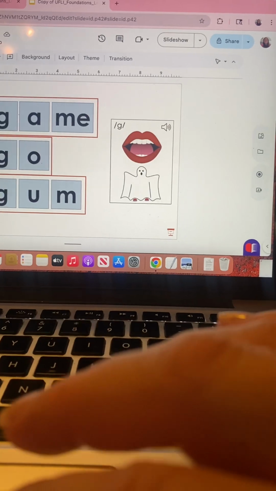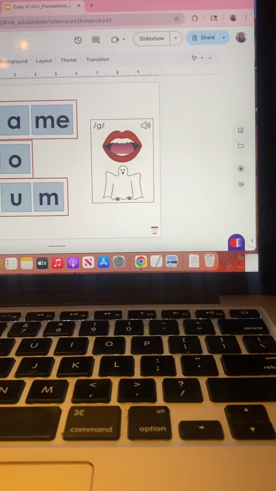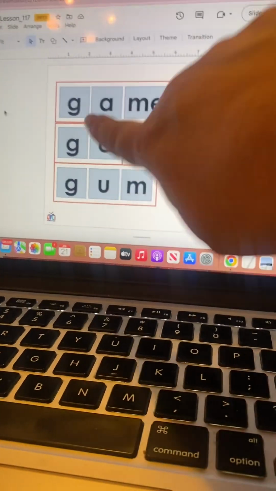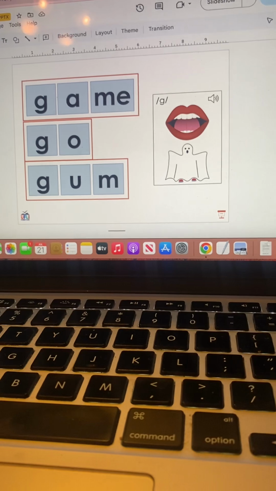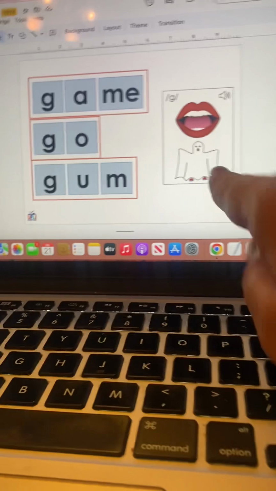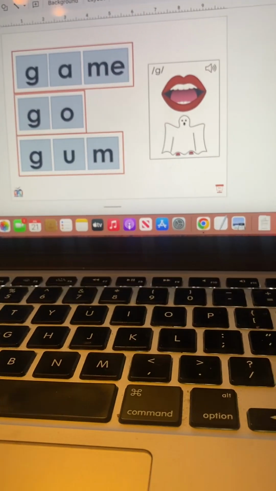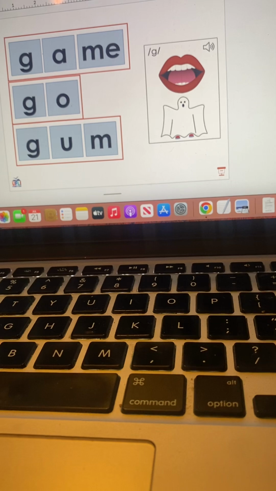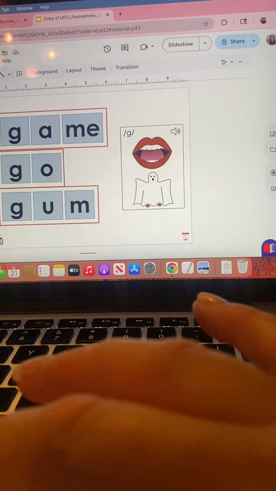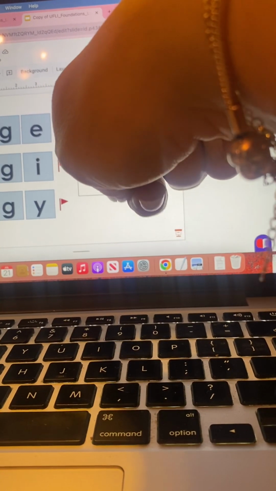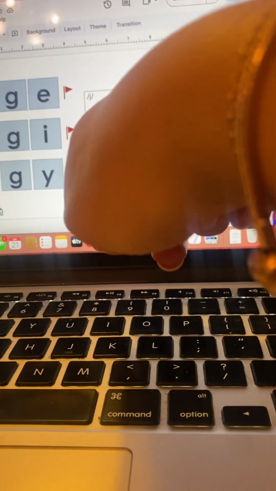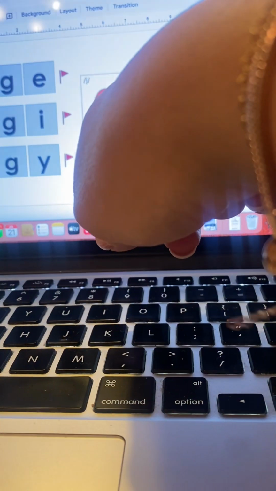Next we're going to talk about the letter G. So when G is followed by A, O, or U, it makes the G sound, as in game, go, gum, or ghost, right? So when G is followed by E, I, or Y, though, let's go to that slide. E, I, or Y, these are all signal vowels. Then it makes the J sound, like what we hear for jug or jar.